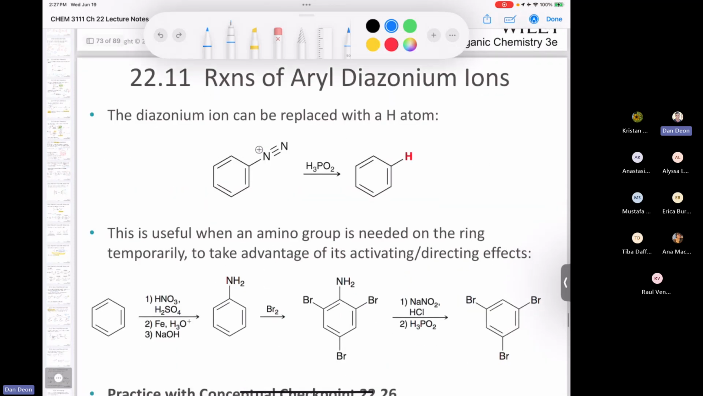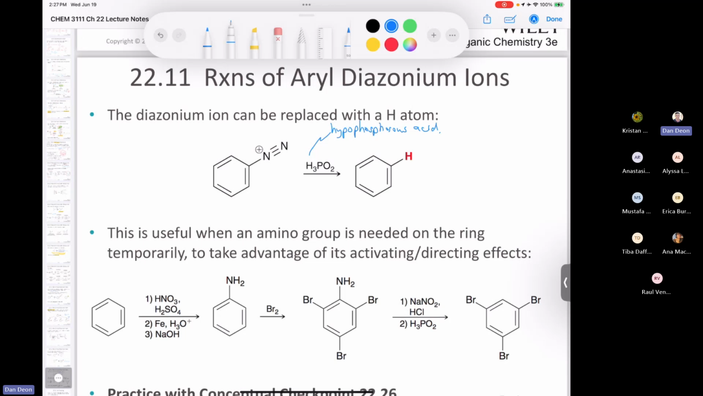And the last one is treatment with this acid here. So this is hypophosphorus acid. If you go from phosphoric acid to phosphorus acid to hypophosphorus acid, so this would be hypophosphorus acid. What that does is it converts the diazonium salt to just a proton. So it reduces it down to a hydrogen.